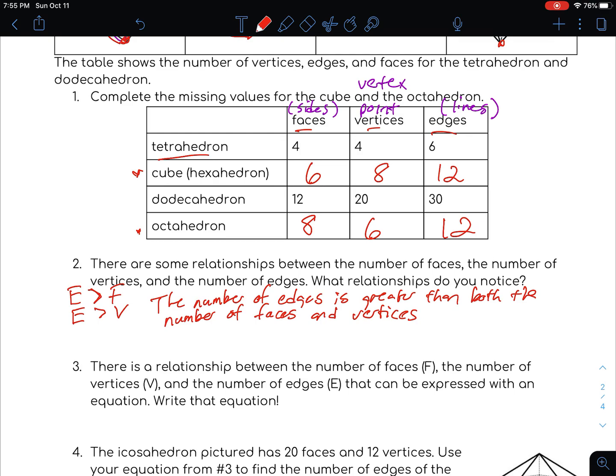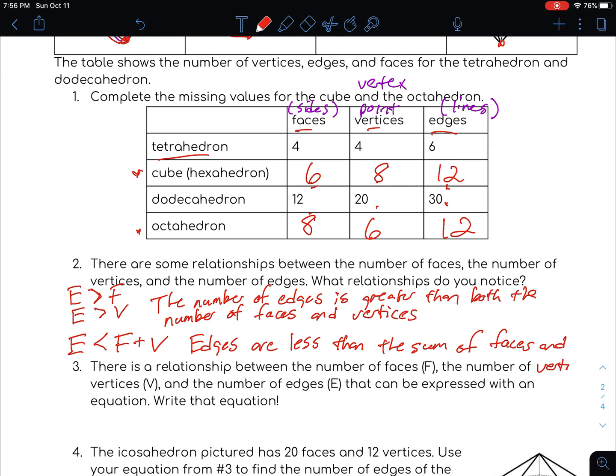However, when we add together the faces and the vertices, we'll notice that actually the edges would be less than the sum of the faces plus the vertices, right? 4 plus 4 is greater than 6. 6 plus 8 is greater than 12. 12 plus 20 is greater than 30. So the edges are less than the sum of faces and vertices.